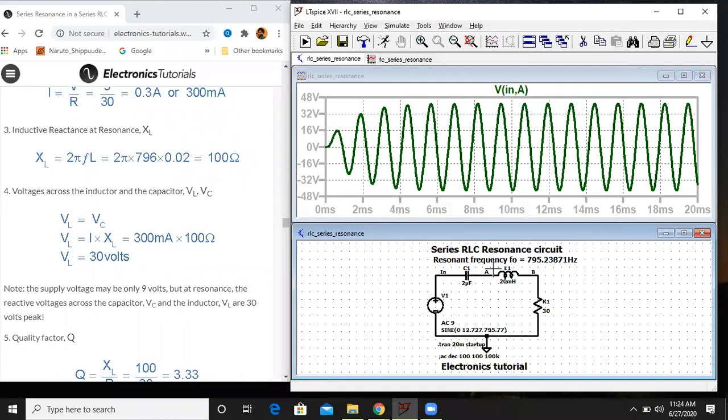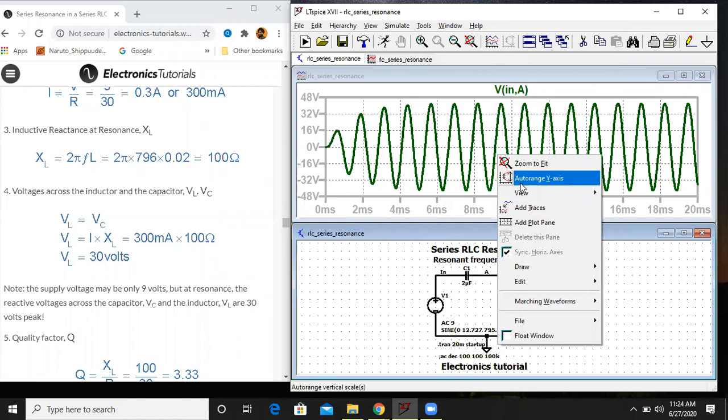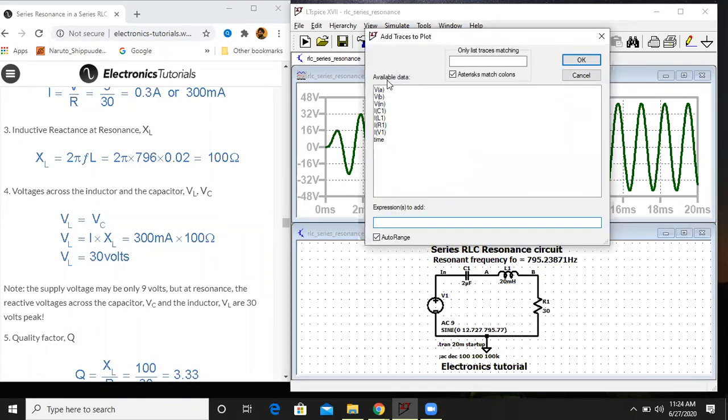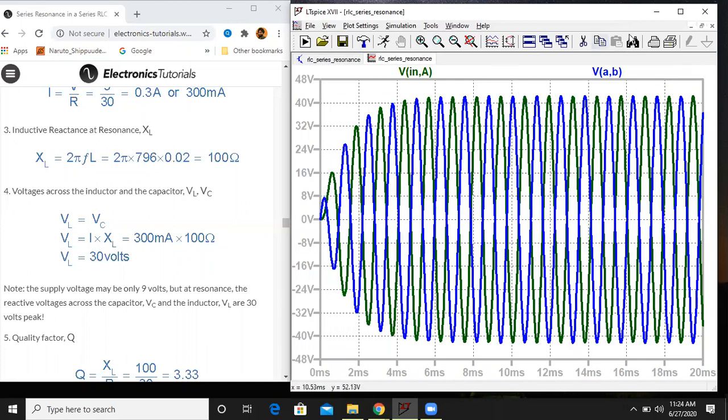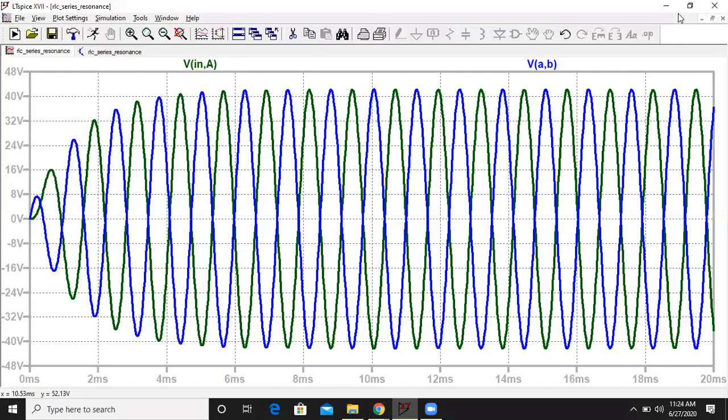Okay, so what is this waveform? This is the voltage across the capacitor. Now next I have to add on the same waveform, again right click, add trace, V of A minus V of B. I can write V of A comma B. So this is the voltage across the inductor. As you can see, they are almost equal in magnitude but opposite in phase.